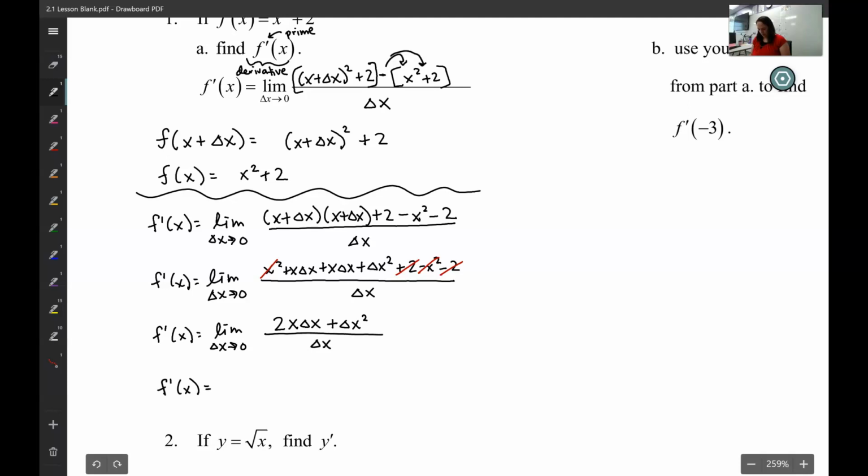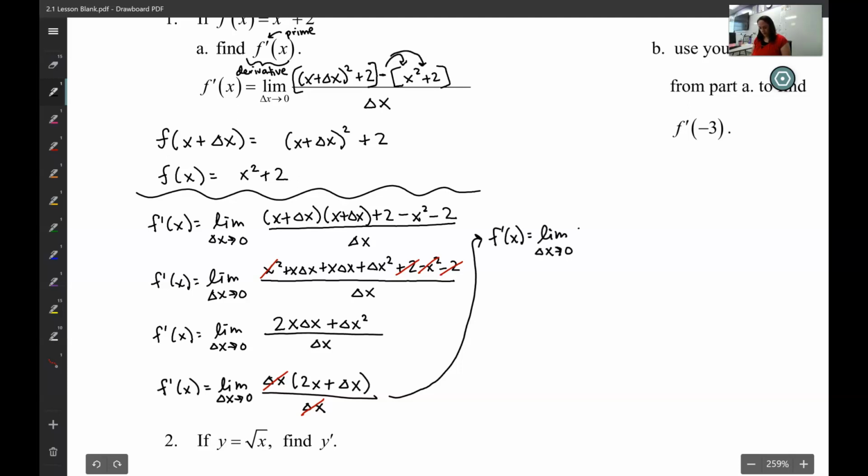Now, what does the top have in common that I can take out? Well, if I look at that numerator, they both have a delta x in common. So I'm going to take that delta x out. GCF, greatest common factor. So then that way, I have top and bottom cancel, which is a good thing. Almost done. I'm going to rewrite this one more time. And I'm left with 2x plus delta x.